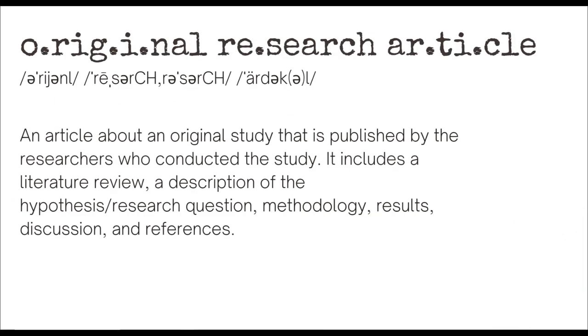An original research article is another type of academic article, a primary source. This article is unique because it is written by the researchers who performed the study. The article is broken down into main sections, including a literature review, a description of the hypothesis or research question, a methodology section, results, discussion, and references.